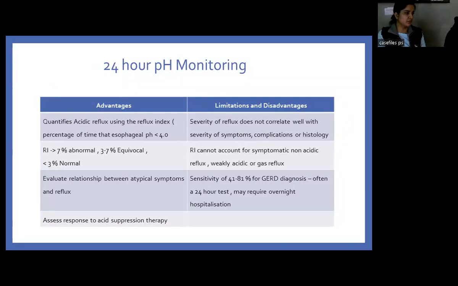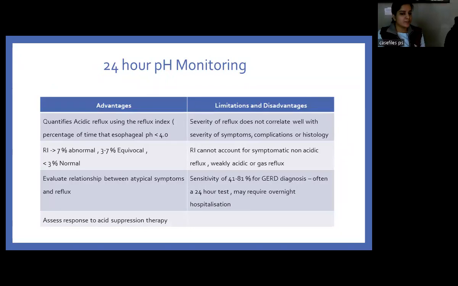esophageal pH is less than 4. To diagnose it, it has been classified into 3 categories. If the reflux index is more than 7%, it is considered as abnormal. If it is less than 3%, it is considered as normal. And if it is between 3 to 7%, it is considered as equivocal.